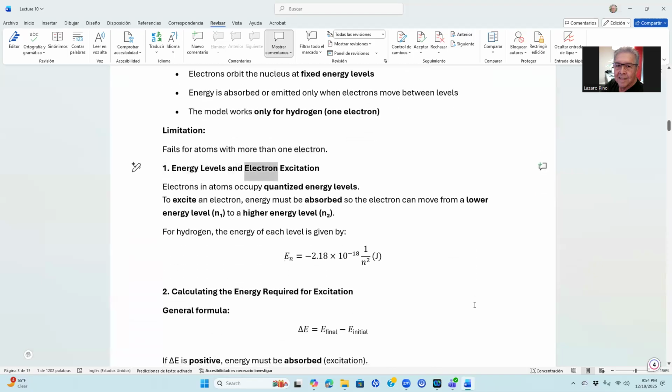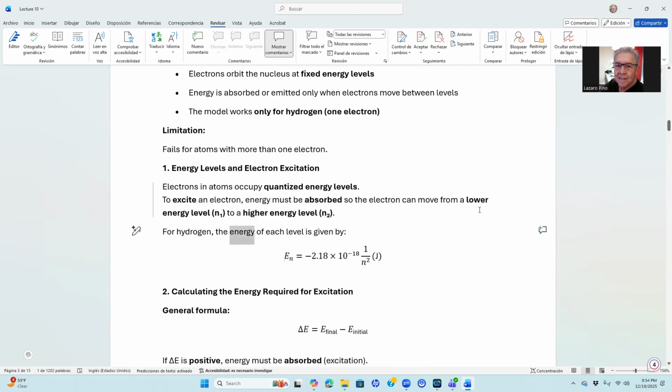Energy levels and electron excitation. Electrons in atoms occupy quantized energy levels. To excite an electron, energy must be absorbed so the electron can move from a lower energy level, n1, to a higher energy level, n2.